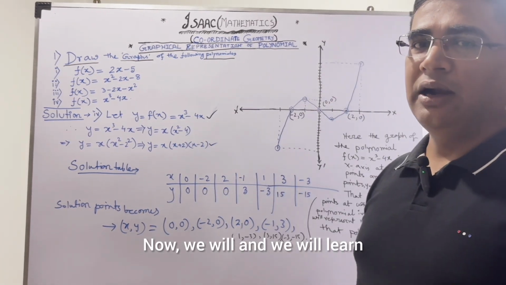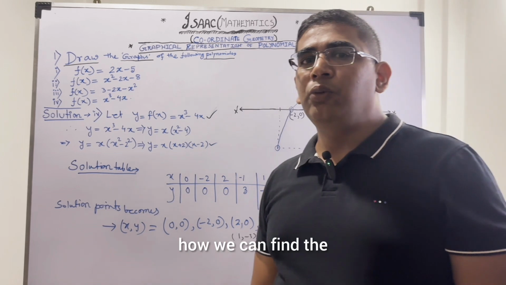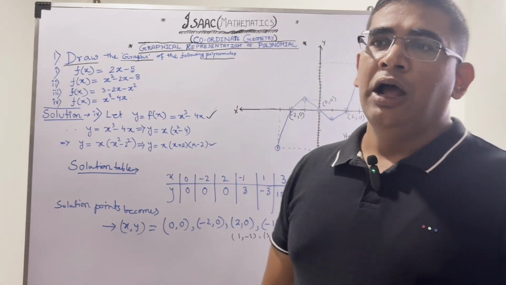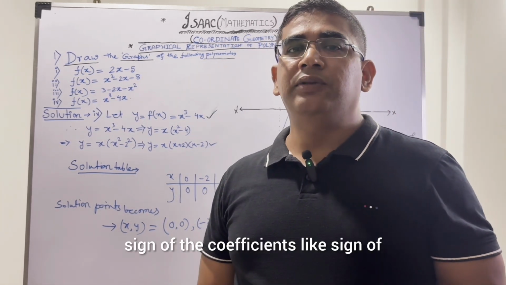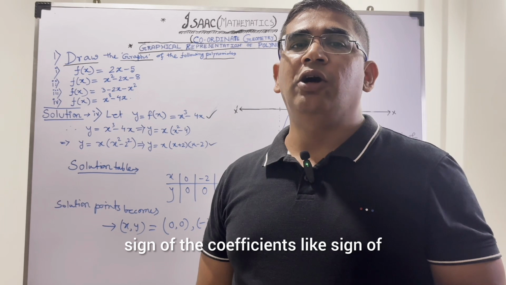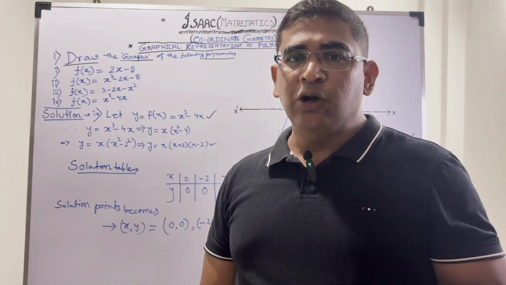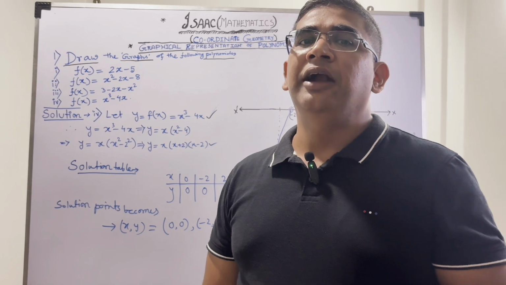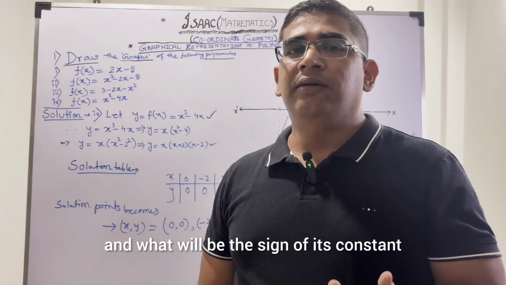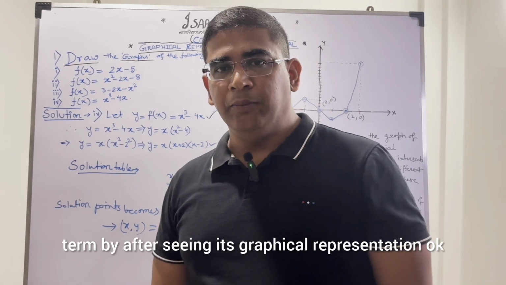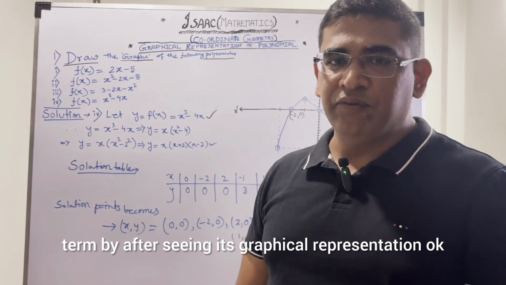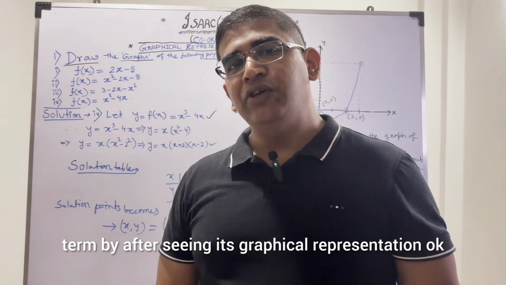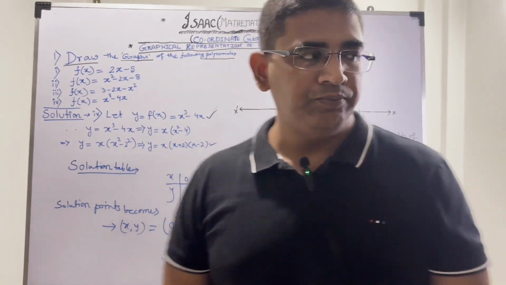Now we will learn how we can find the sign of the coefficients, like the sign of the coefficient of x square for a quadratic polynomial, and what will be the sign of its constant term, after seeing its graphical representation. Okay.